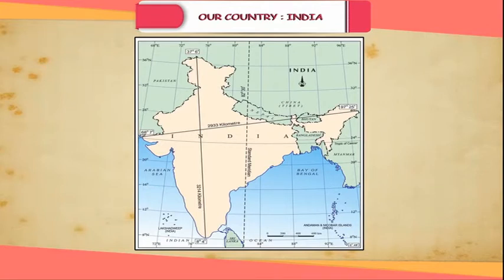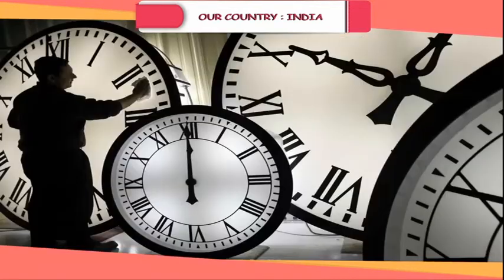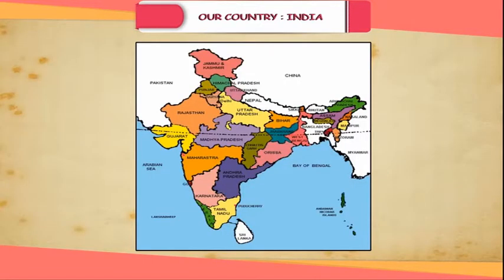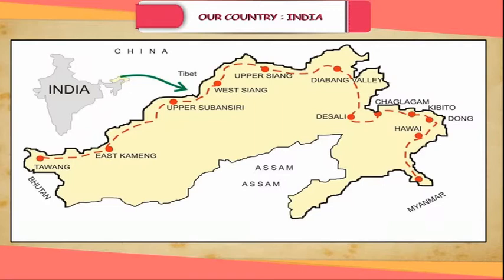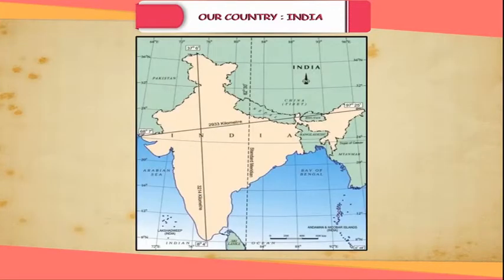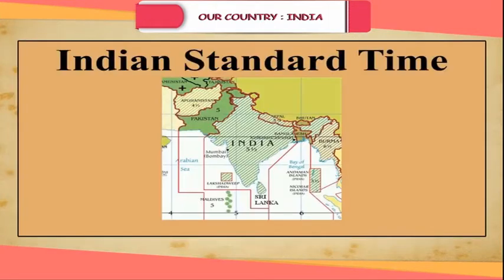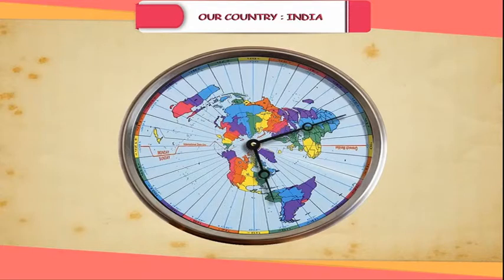The local time changes by 4 minutes for every 1 degree difference in longitude. So, the time difference between the westernmost point in Gujarat and the easternmost point in Arunachal Pradesh is about 2 hours. However, for the sake of uniformity, the local time of 82 degrees 30 minutes east longitude is taken as the Indian Standard Time, IST. It is 5.5 hours ahead of Greenwich Mean Time, GMT.